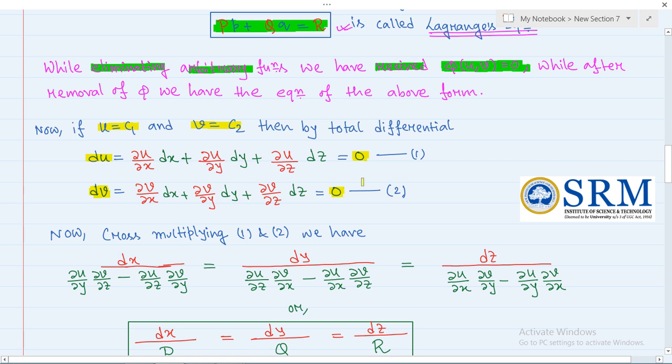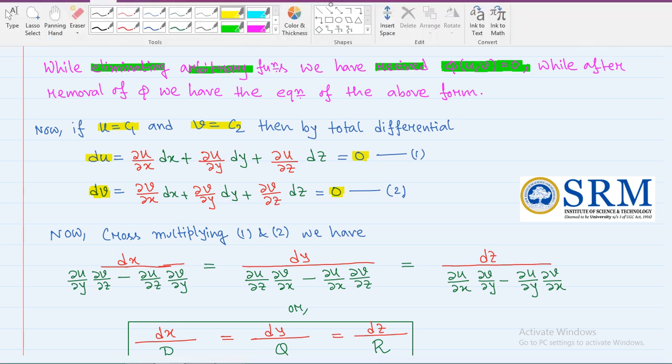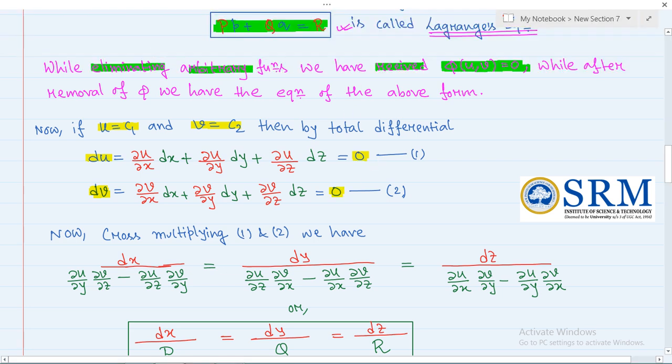Now if I put equation 1 and equation 2 and try to cross multiply, then dx upon what will be the term? The coefficients will get cross multiplied, that is del u del y multiplied with del v del z, minus this multiplication, del u del z into del v del y. So this will be under dx.